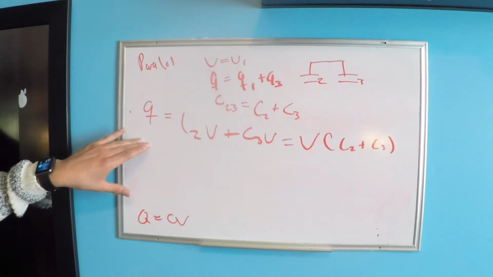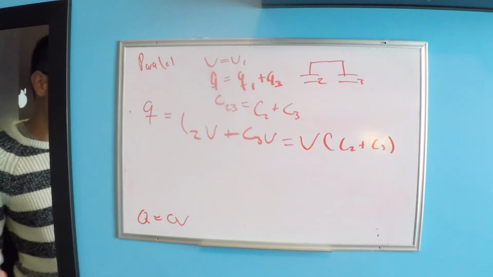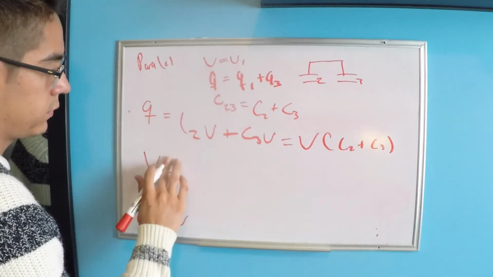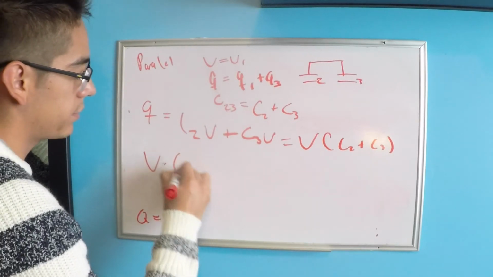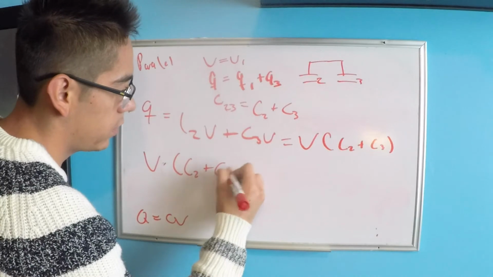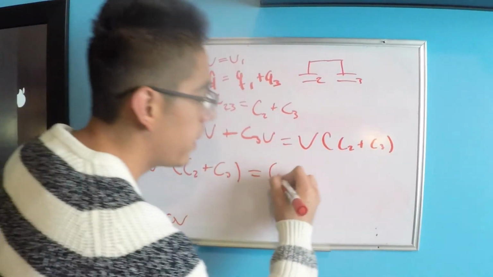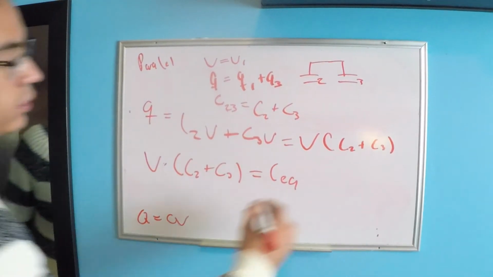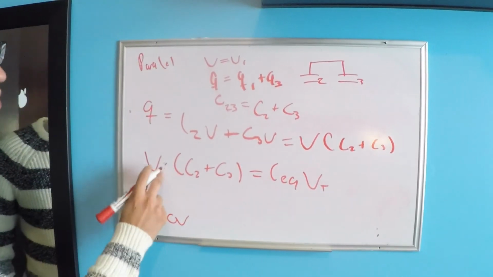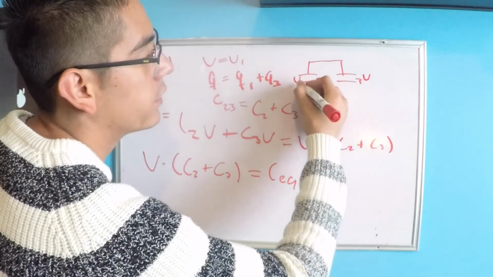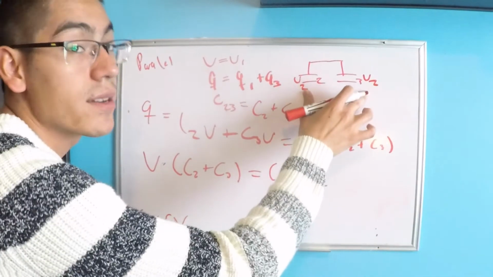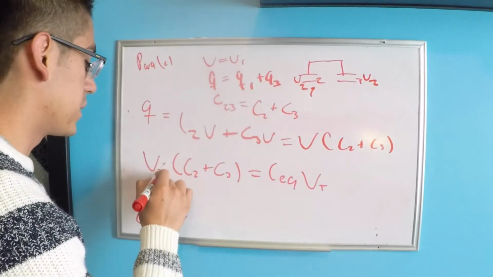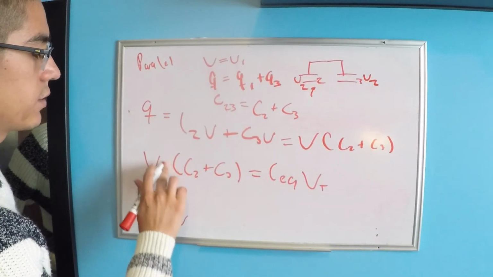So we got Q. So we have Q, and then we have B times C2 plus C3. It equals the C equivalent that we previously calculated times the total voltage. So these B don't matter because these ones are the same. We are trying to calculate B2, but it is the same as B3, so we can have B2 and it doesn't make any change.